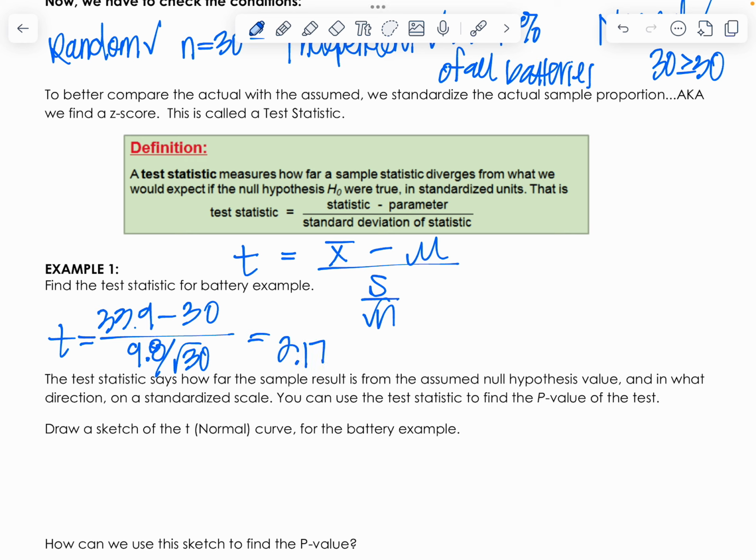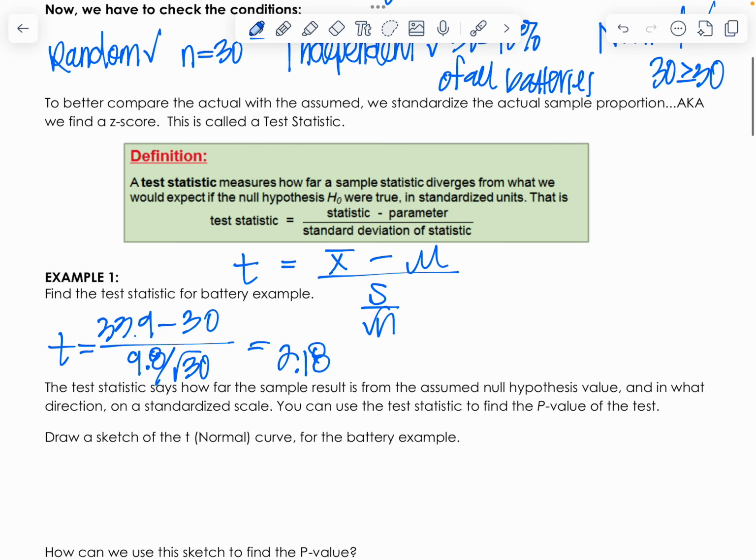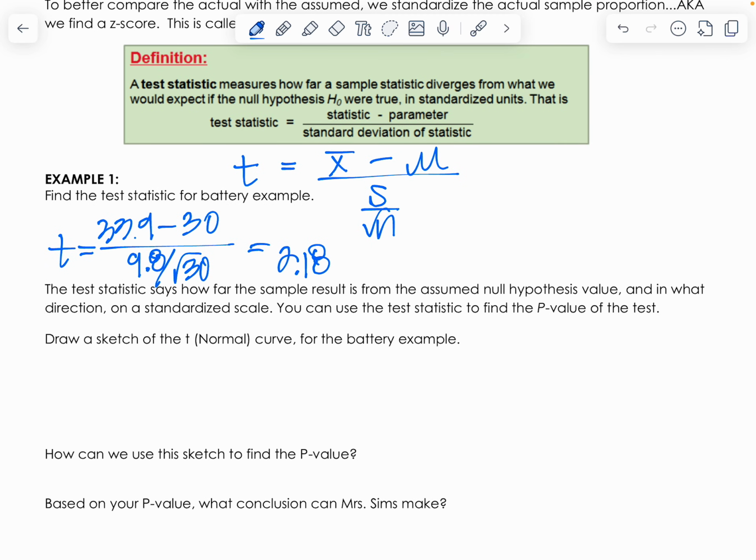Now, I've been a little inconsistent on my rounding for this test statistic. In general, I think we could round to 2 here because it's like a z-score or a t-score. Whereas with those percents, we went 4 decimal places because ultimately you move it 2 decimal places to make it a full percent. So that sort of explains why I've been inconsistent. Now, this test statistic says how far the sample result is from the assumed null hypothesis value. So it is 2.18 standard deviations above the value.